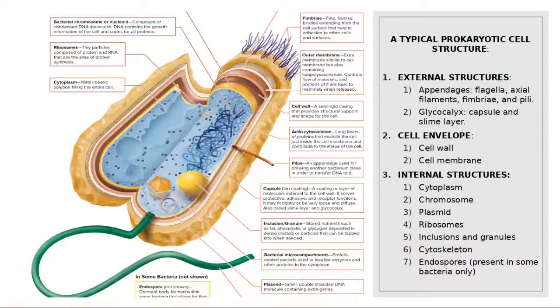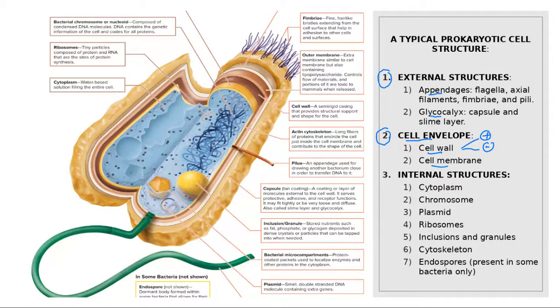Again, this is a review of the structure of the prokaryotic cell. It consists of external structure, which is appendages and glycocalyx. We already learned this in lecture number 2. And then the cell envelope, which consists of cell wall and the cell membrane. Remember, based on the cell wall, there are two types of bacteria, gram positive and gram negative. We already learned this in lecture number 3.